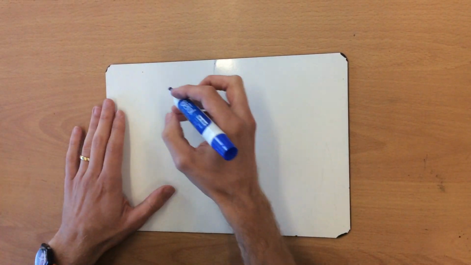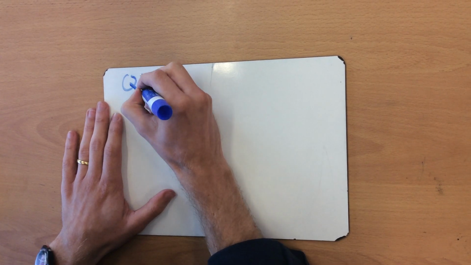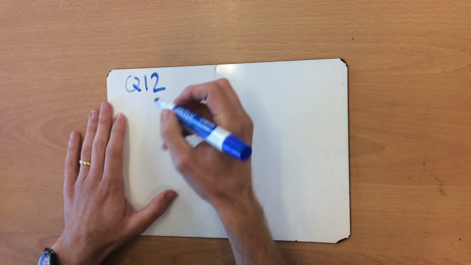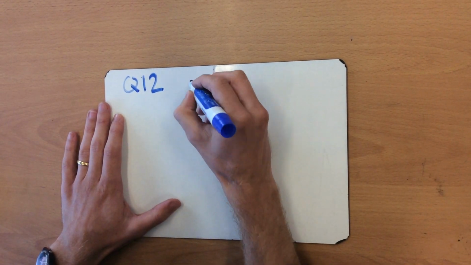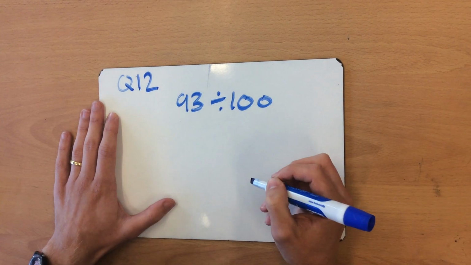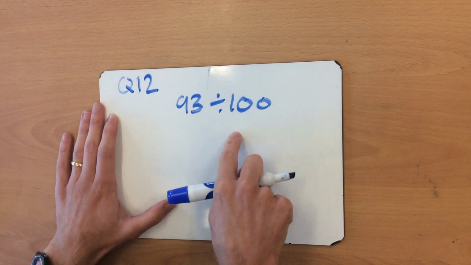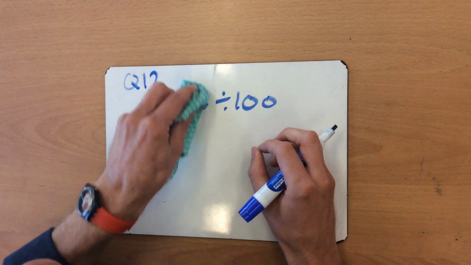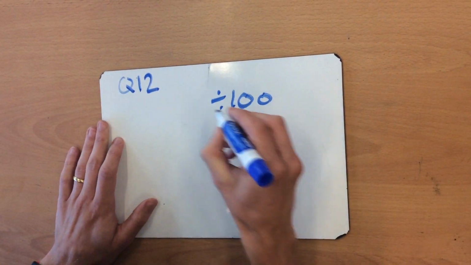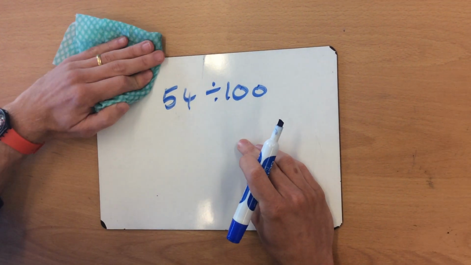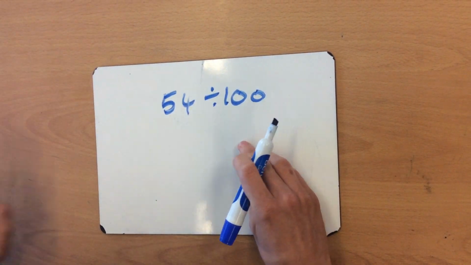Now the first question I'm going to be concentrating on is question 12 in your arithmetic paper. The actual question says 93 divided by 100. I'm not going to do this exact same question because I want you to have a go at that yourselves. Instead, I'm going to be doing 54 divided by 100. The method I use will be the exact same you would use for 93 divided by 100.